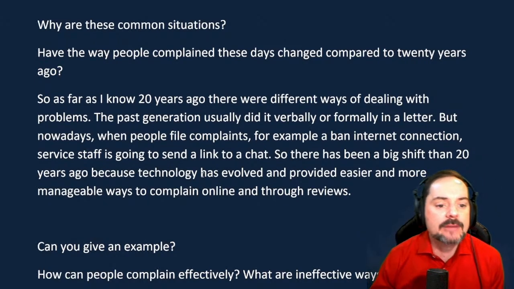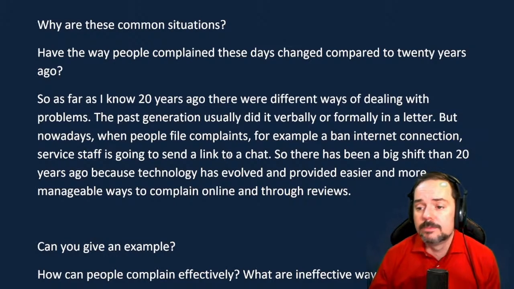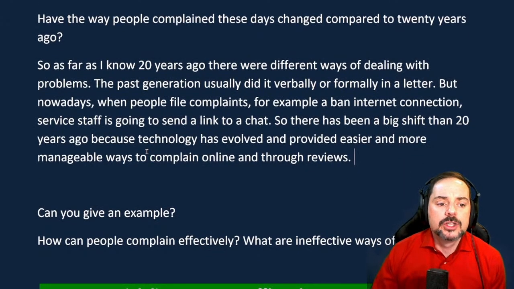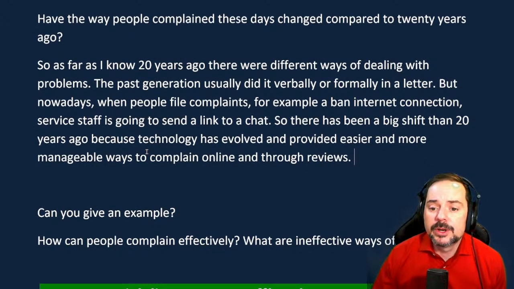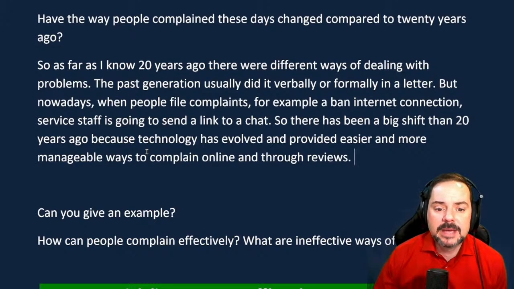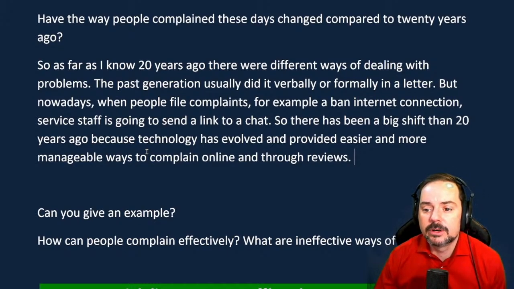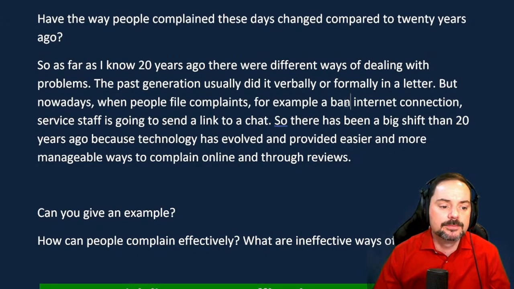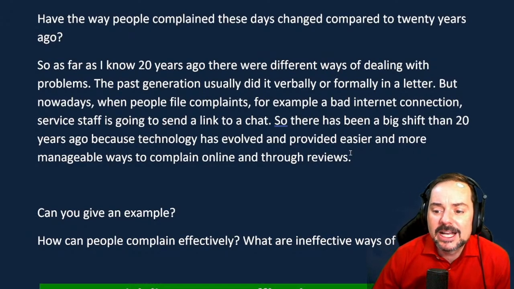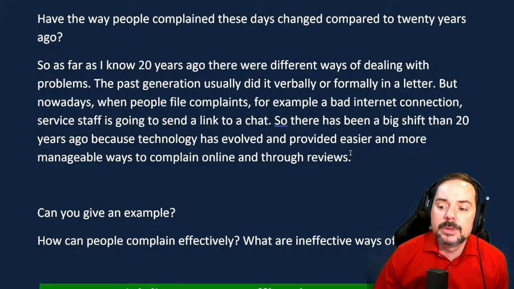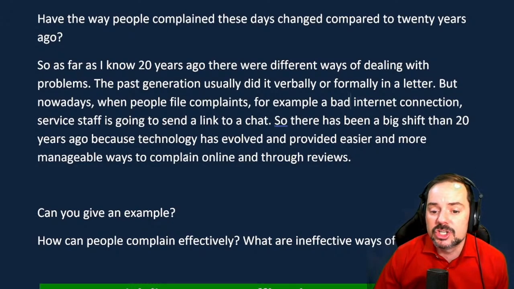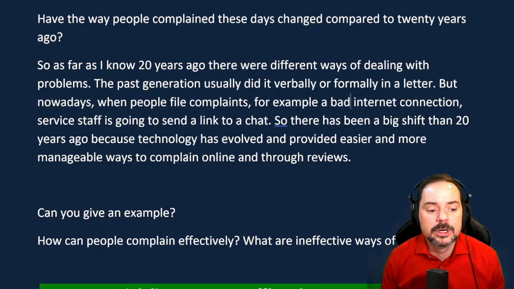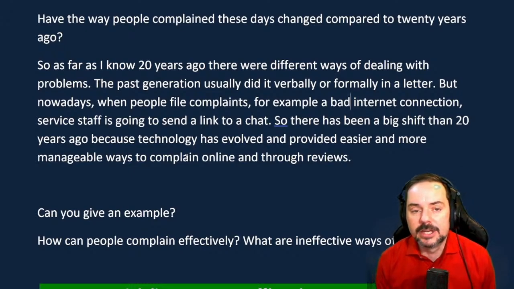Okay. All right, so have the way people complain these days changed compared to 20 years ago? So as far as I know, 20 years ago, there were different ways of dealing with problems. The past generation usually did it verbally or formally in a letter, but nowadays, when people file complaints, for example, a bad internet connection, service staff is going to send a link to chat. So there has been a big shift in the past 2 decades because technology has evolved and provided easier and more manageable ways to complain online or through reviews.